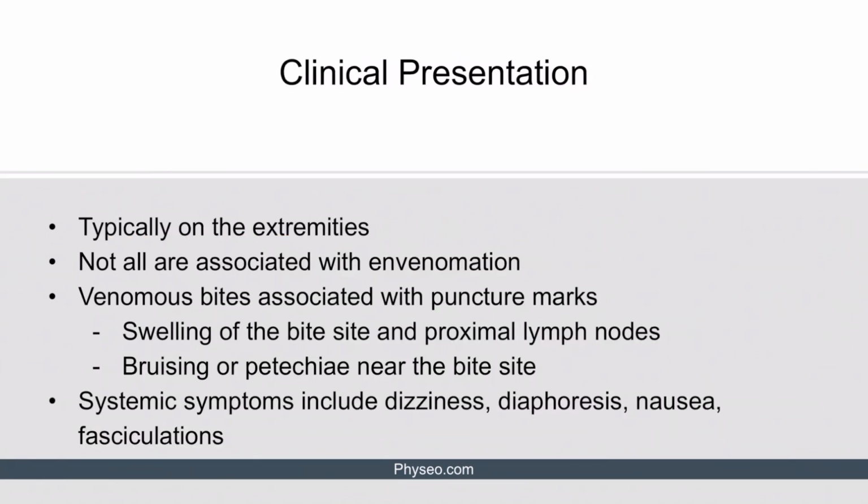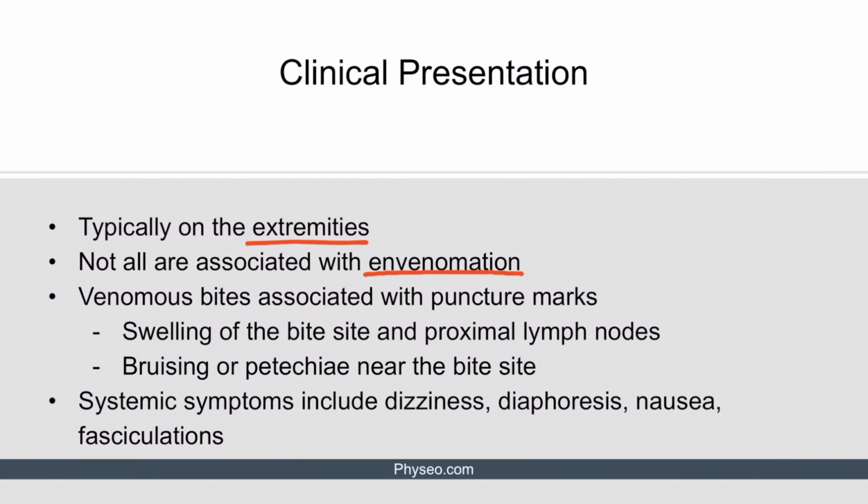Now, snake bites will typically be found on the extremities as the snake strikes upward to bite a leg, or if the patient's upper extremity or hand is reaching down to the ground for some reason. So in general, just think of snake bites as on the arms or legs. Not all snake bites are associated with envenomation. So you may see some snake bites that just cause a wound with no further complications.